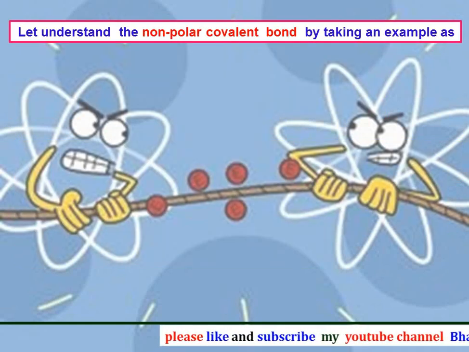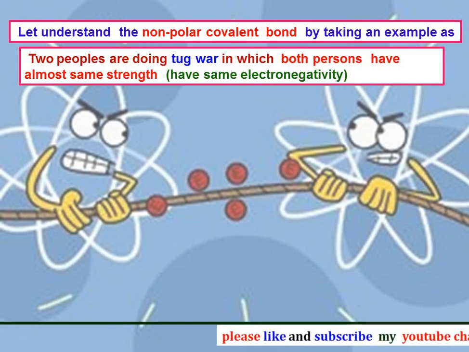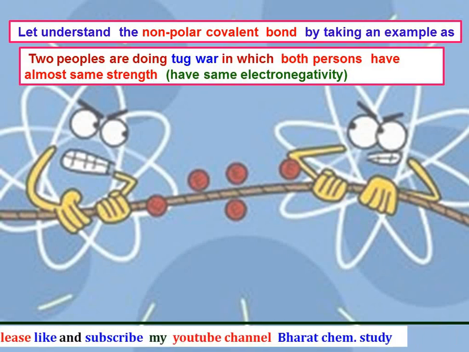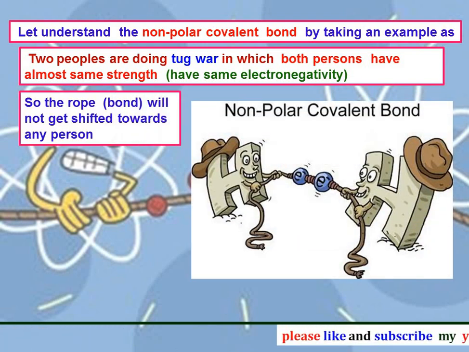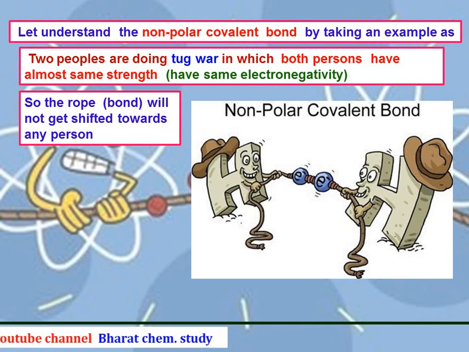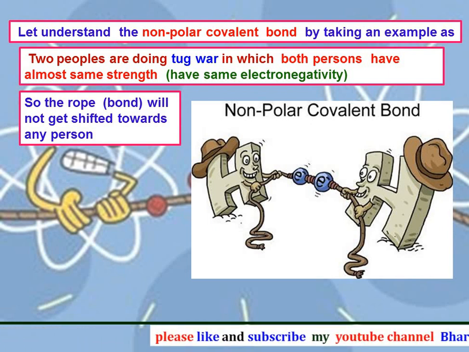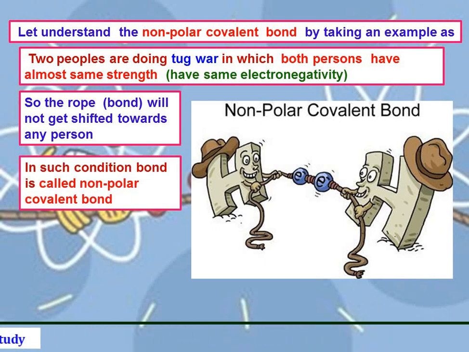So let's understand the non-polar covalent bond by taking an example. Let's again take two people doing tug of war, in which both persons have almost the same strength, that is the same electronegativity. Because they have the same electronegativity, that is the same strength, the rope will not get shifted towards any one of the persons. So it will remain as such at its mean position. Therefore, in such a condition, the bond is called a non-polar covalent bond.